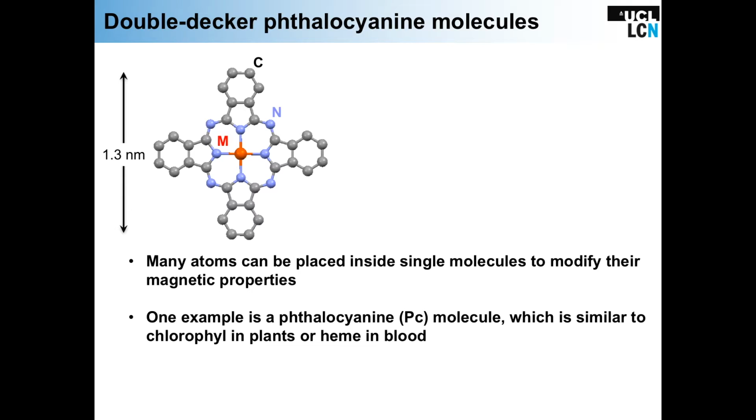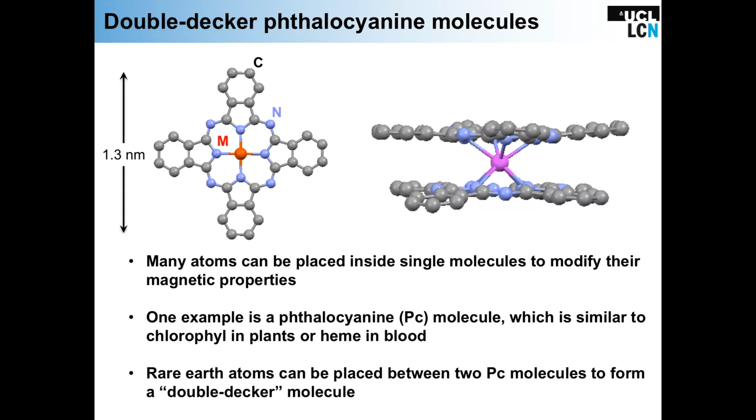You can see that it's made up of a number of carbon and nitrogen atoms. And it's actually chemically very similar to some other molecules people may be familiar with, such as chlorophyll in plants or heme in blood. Now, you can place a number of transition metal atoms inside these single-decker phthalocyanine molecules, but it turns out that you can also place rare earth atoms in between two phthalocyanine molecules. They form a sort of sandwich, which can be referred to as a double-decker molecule.